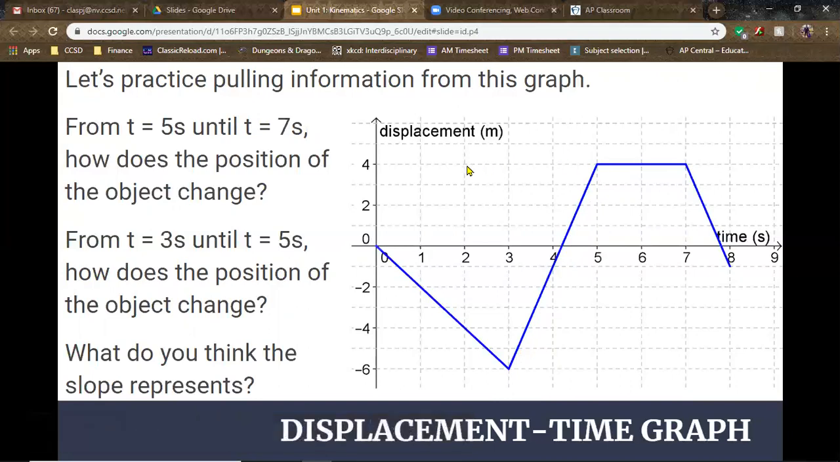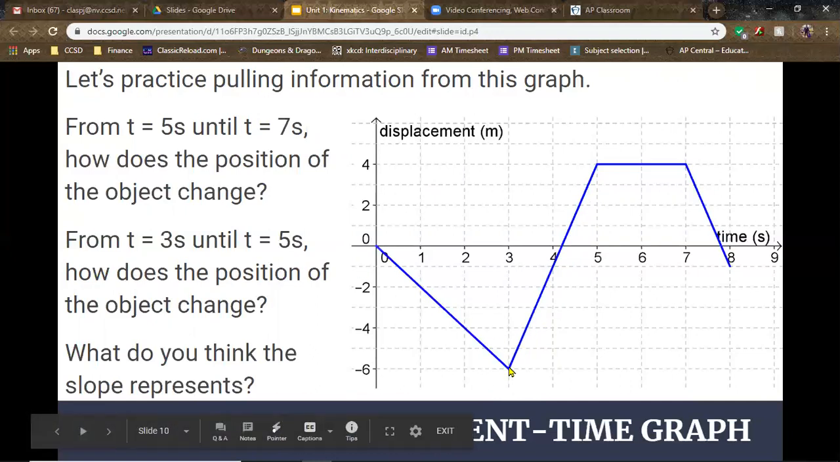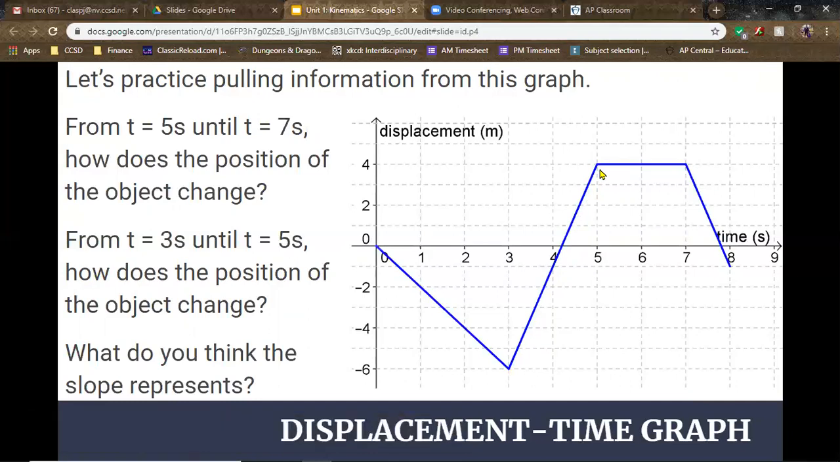All right. Now here's my question. What do you think the slope could represent? The slope is telling us something right here. We can see that the slope tells us that the position changes from negative all the way up to positive. So what would that slope represent? Well, on a displacement time graph, a position time graph, the slope is going to tell us about the velocity. We'll talk more about that in just a minute.